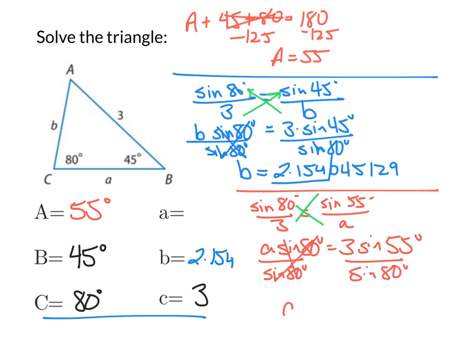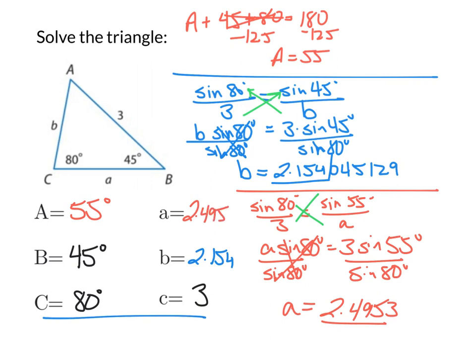Gets those 2 to cancel. And so we have 3 times the sine of 55 divided by the sine of 80, and we get 2.4953. And of course, we only want to go 3 decimal places, 2.495.